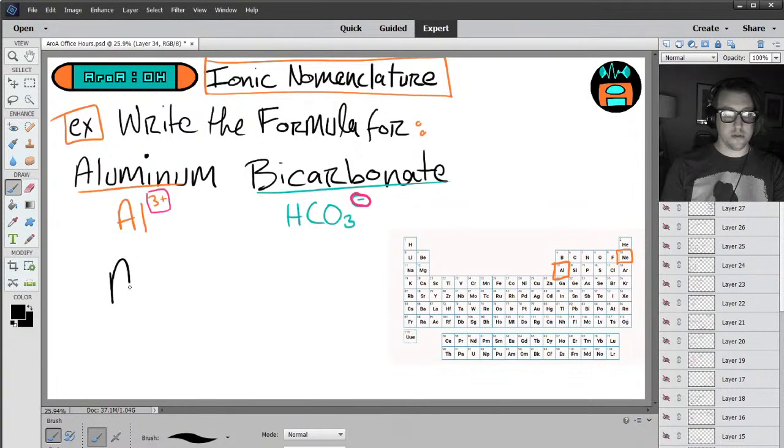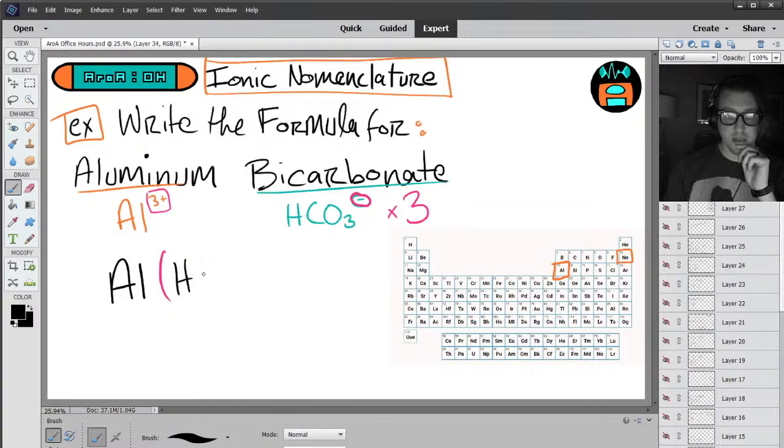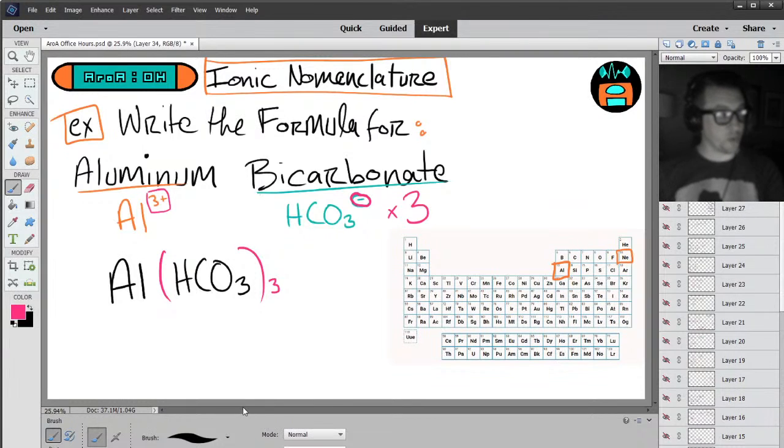So we're going to need 3 bicarbonates to balance with our 1 aluminum. Now, our chemical formula will be Al, because we just have 1. Because we have more than 1 bicarbonate, because we're going to need 3 of them, we have to put it inside a parentheses. So we open parentheses, HCO3, close parentheses, 3. That is the chemical formula.